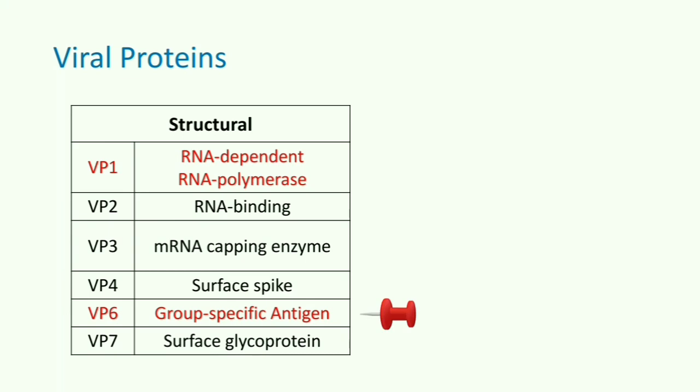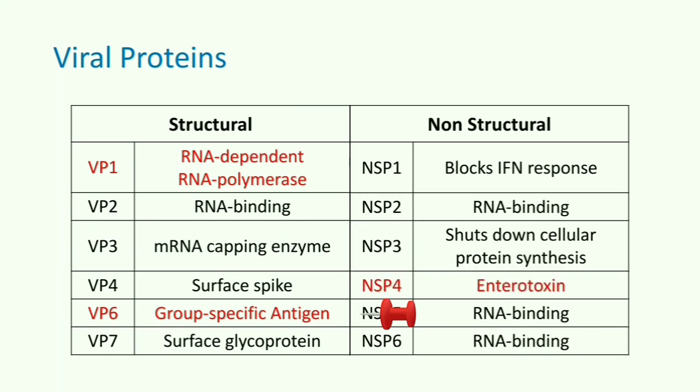Viral protein 6 forms the middle shell, as I have shown you earlier, and it is the group-specific antigen, because serogroups are determined by the antigenic differences in this VP6 protein. VP4 and VP7 are located on the surface. They form the outer shell, mediate attachment and penetration, and induce neutralizing antibody in the host.